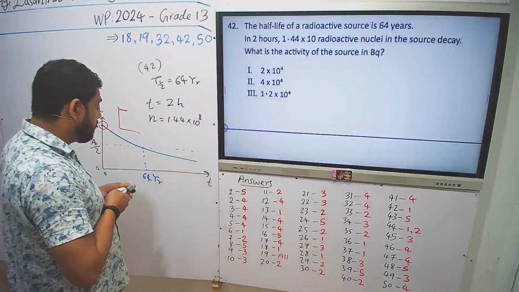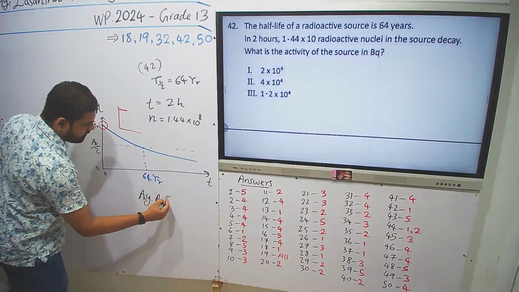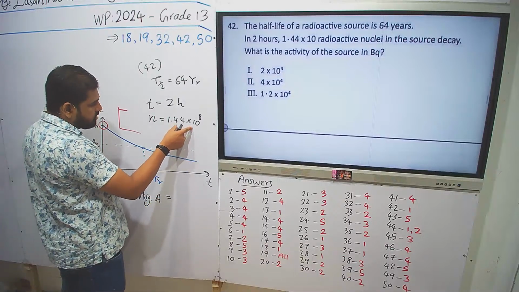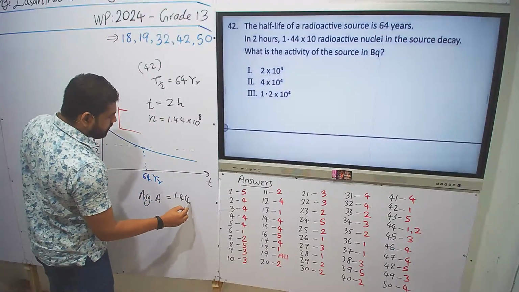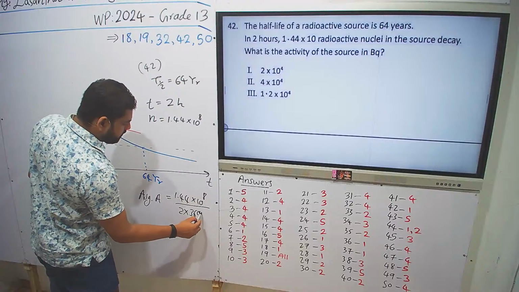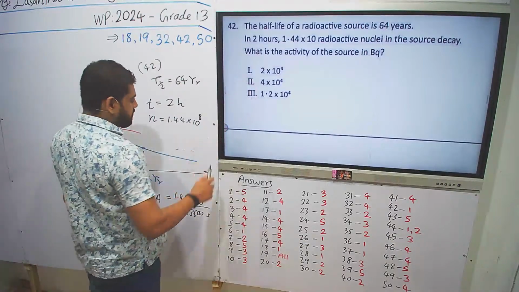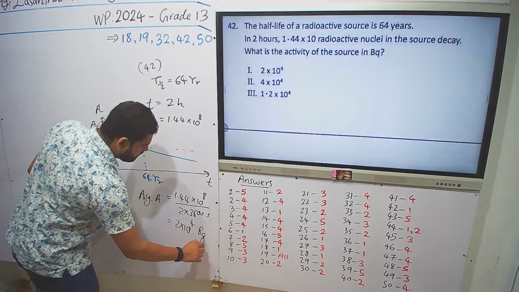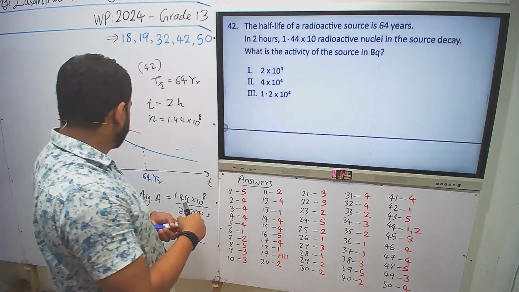So that way we can find the average activity. Average activity is the number of disintegrations per unit time. That is what activity means. So 1.44 times 10 to the power 8 divided by 2 times 3600 seconds, right? This will give you the first answer, 2 times 10 to the power 4 becquerel. So that is the expected answer.